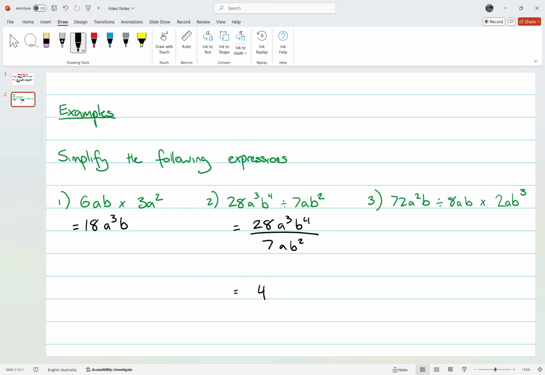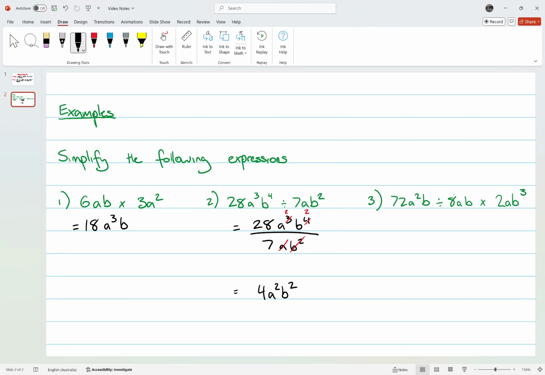So we have 4. Now, looking at here, we have 3 a's on the top and 1 a on the bottom, meaning that we can cancel out just one of them, leaving me with an a squared remaining on the top. And as for the b's, we see that we have 2 on the bottom, 4 on the top, meaning we can cancel out 2 of the b's, leaving me with 2 b's still on the top. So after we simplified everything, that leaves us with 4a squared b squared.